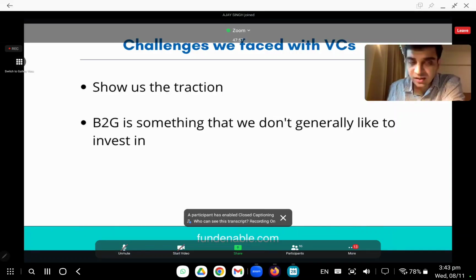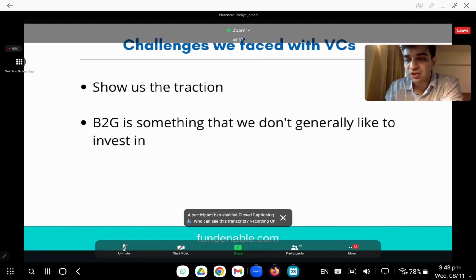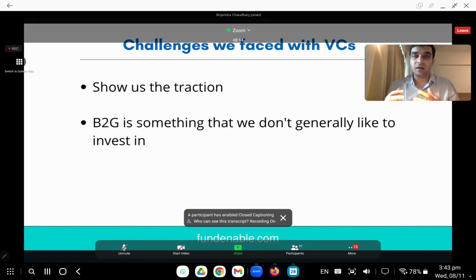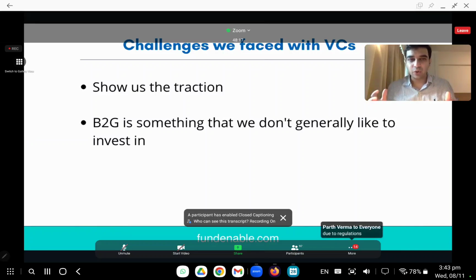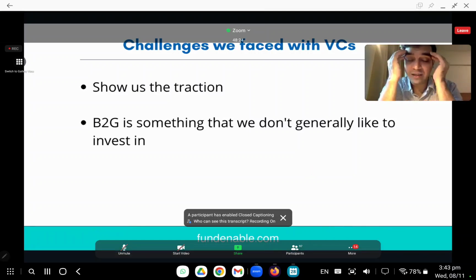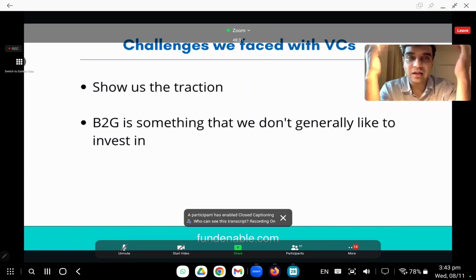Second is, a lot of investors shy away from B2G, right? Which means if government is your major customer, then investors don't generally like to invest in such companies, right? So we faced these two challenges, that you are predominantly a B2G focused company, and second, that you don't have traction. And because of these two reasons, we will not invest in your business per se, right? So again, we had to think, what can be done? What should we do? None of the investors are backing us, but our business has great potential. We are in a very good business.